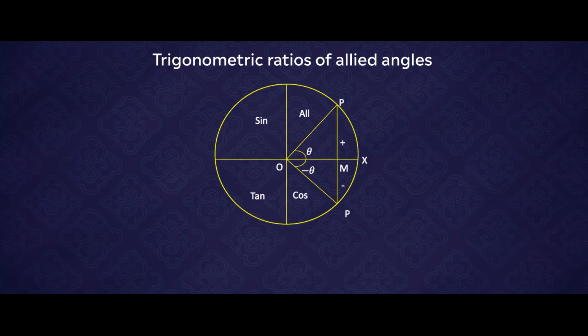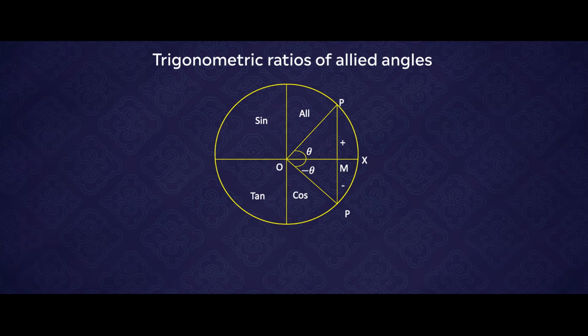We know that in one rotation, there are 360 degree. Now, based on the position of the revolving line OP, the angles can be either positive or negative. The angle that falls in the first quadrant, all the trigonometric values will be positive. If it falls in the second quadrant, only sine will be positive, rest will be negative. In the third quadrant, tangent will be positive, rest will be negative. And in the fourth quadrant, only cos function will be positive and rest will be negative.